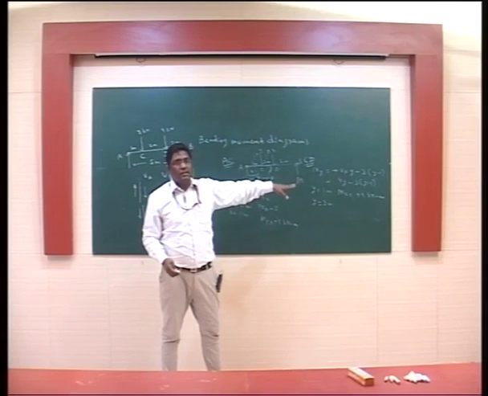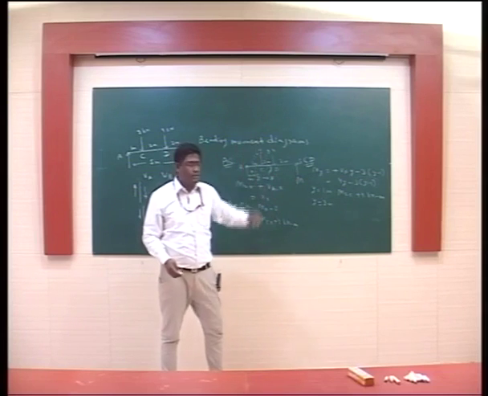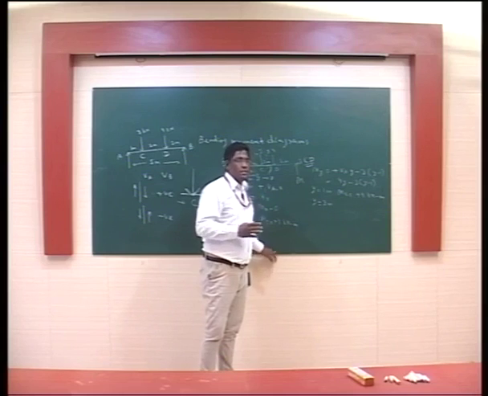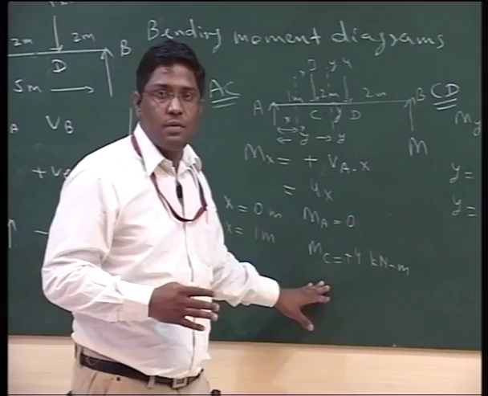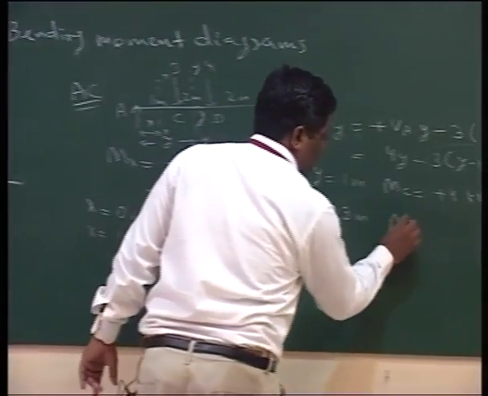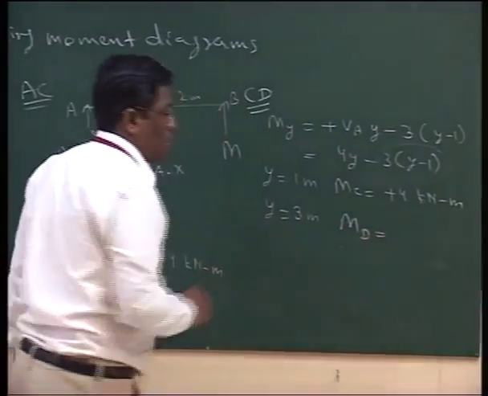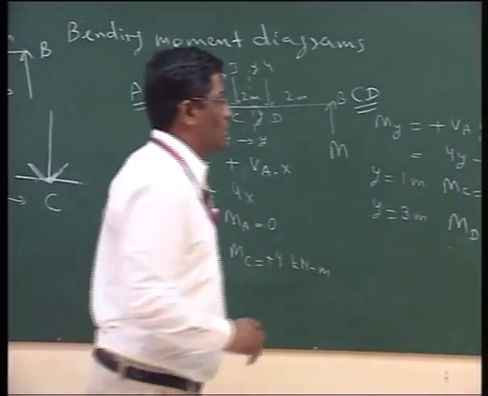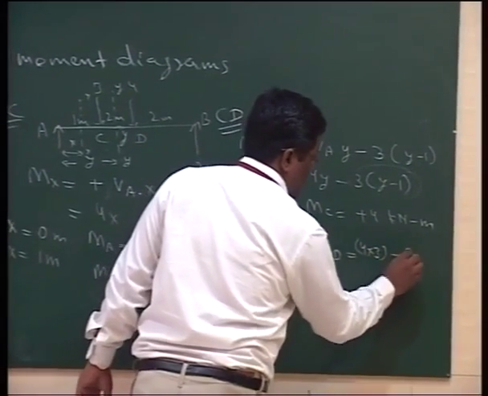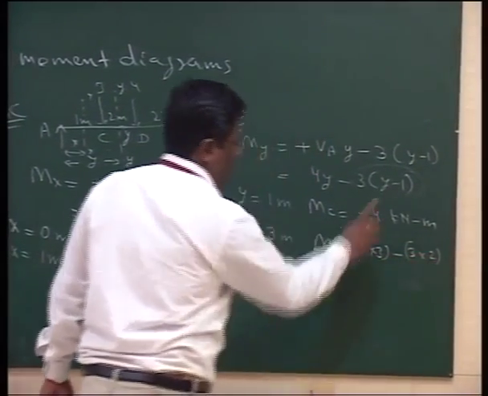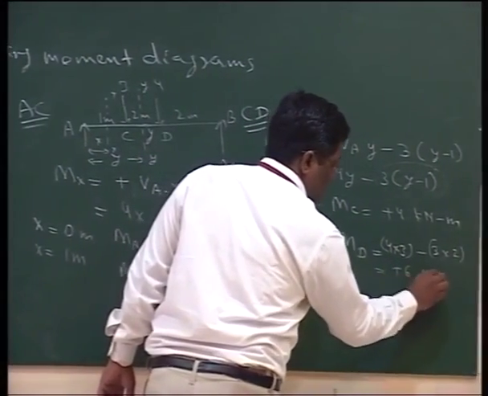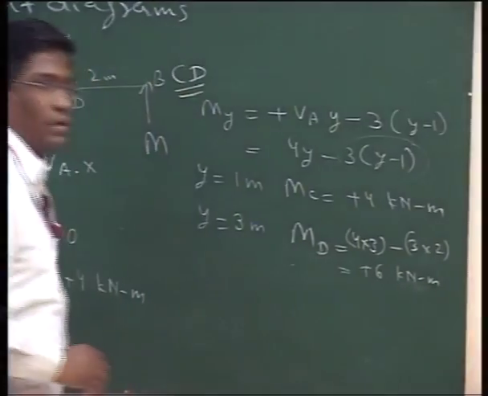Yes, there is one exception, which is in the couple case. If there are couples applied on the beam, otherwise the bending moment at C in this particular equation must come the same as it is coming here. Now when we put this particular value, that is 3 meter, then 4 into 3 is 12 minus 3 into 2, that is 3 minus 1, it comes as plus 6 kilonewton meter.